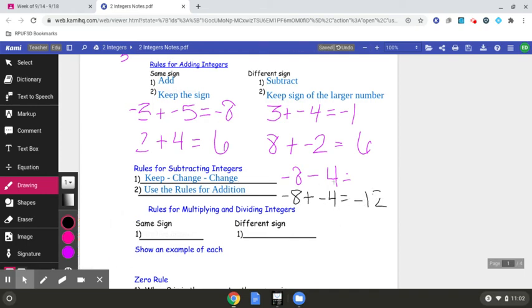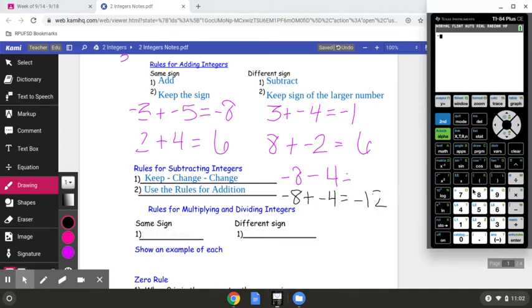So with this one, again, use the calculator. If I do negative 8, and now just be careful because this is a subtraction symbol, minus 4, I get negative 12, which is what we got as an answer as well.